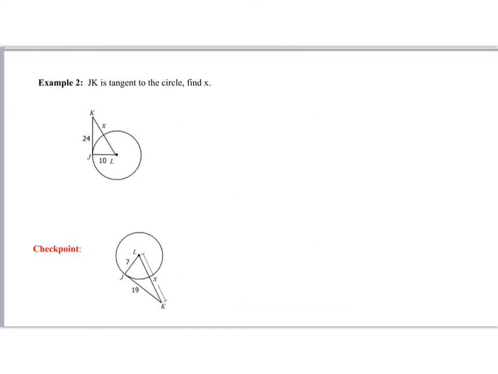Here it says JK is tangent to the circle, find X. If you take a look, isn't this right here the radius of the circle? So that means we need to fill in that information. This here is 10 as well. So if we do Pythagorean, we've got 10 squared plus 24 squared is going to be equal to X plus 10 squared, because you're adding up this whole side.